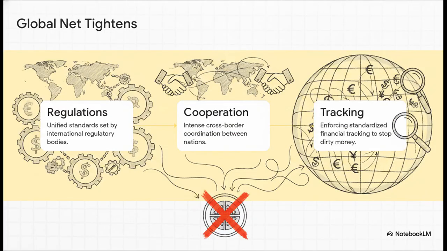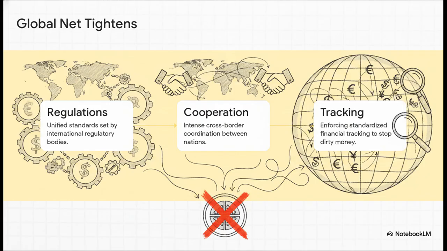And look, this isn't just a local policing issue anymore. It's a massive worldwide war on dirty money. What we're seeing right now is a sequential tightening of the global net. International regulatory bodies are actively creating unified standards. They're demanding intense cross-border cooperation and enforcing highly standardized financial tracking. The ultimate goal here is to literally make it impossible for dirty assets to find a safe haven anywhere on Earth.